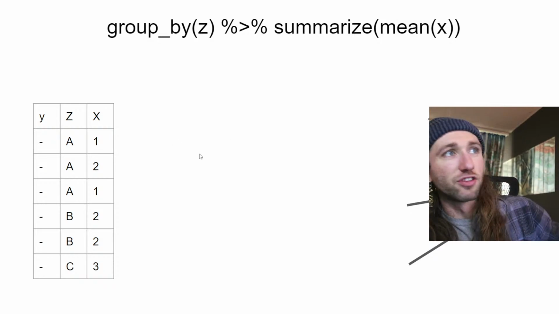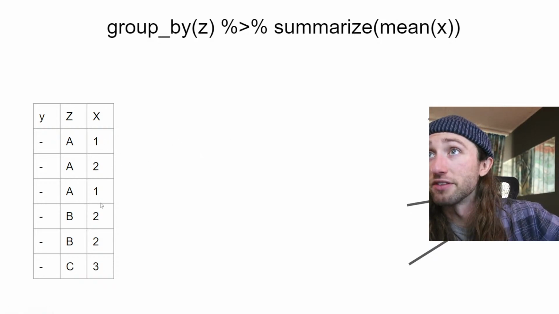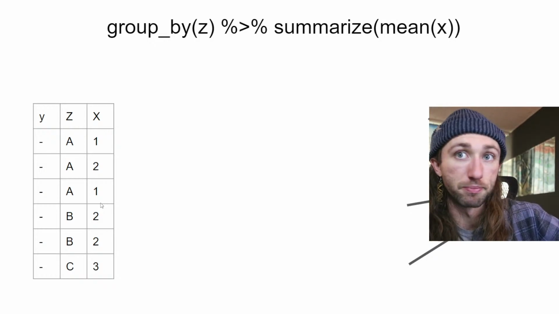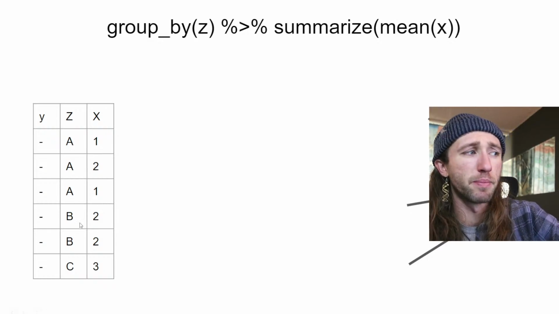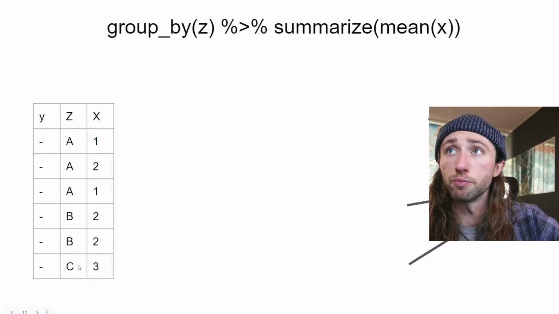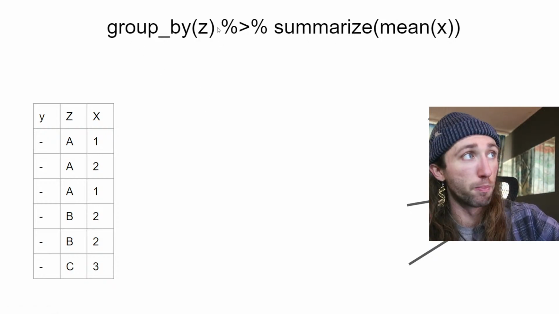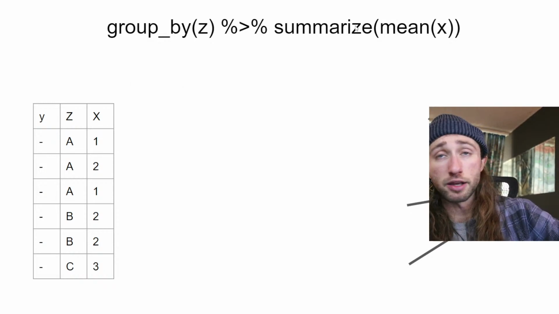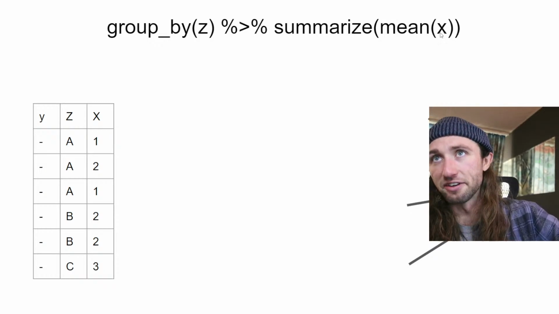So let's say we have some data set, right? We have a column that's Z, and we have a column that's X. We want to get the mean of X for each group in the Z column, okay? So we want to get the mean for group A, we want to get the mean for group B, we want to get the mean for group C. And that's actually what this function up here is going to do. It's going to group by Z, so Z is our grouping column, and summarize, summarizes things, and we're going to get the mean of X.